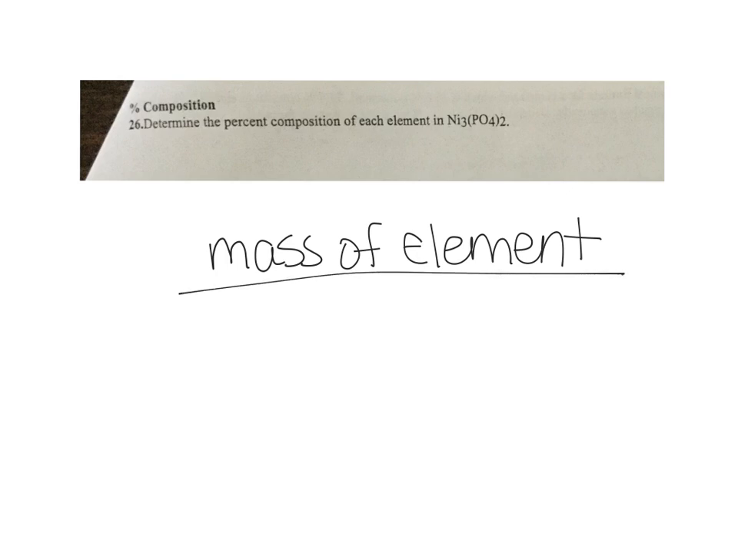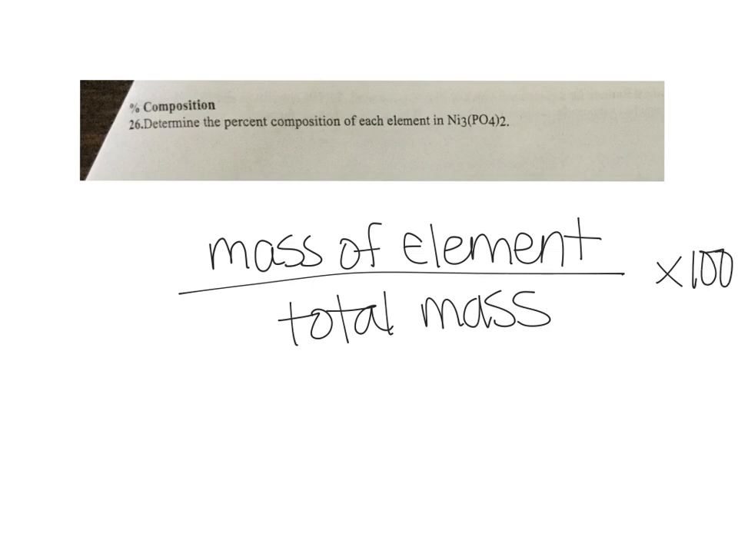I know you said compounds, but your element. Oh, elements, yeah. Okay, that is what you said. Okay, mass of element over total mass of compound. You do that, and then you multiply by 100.